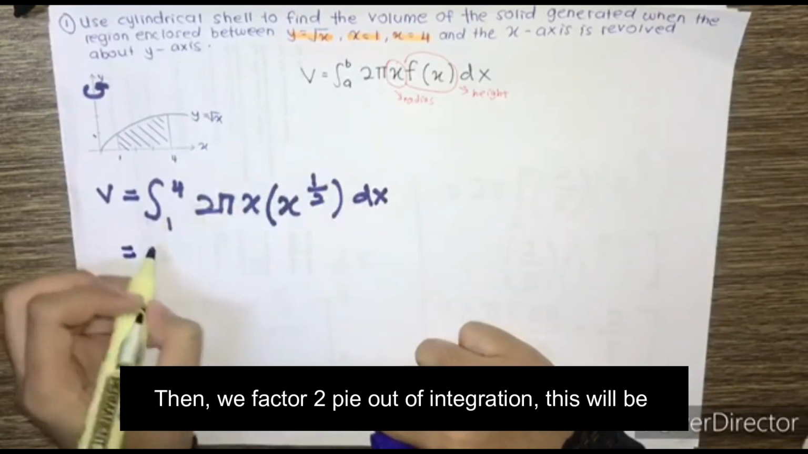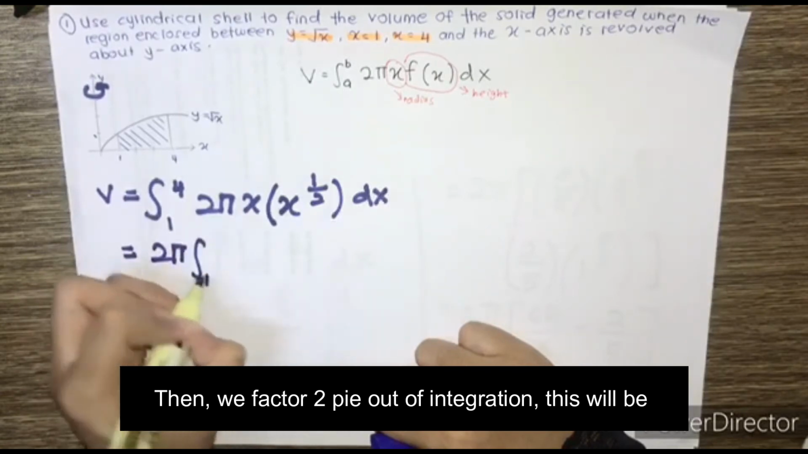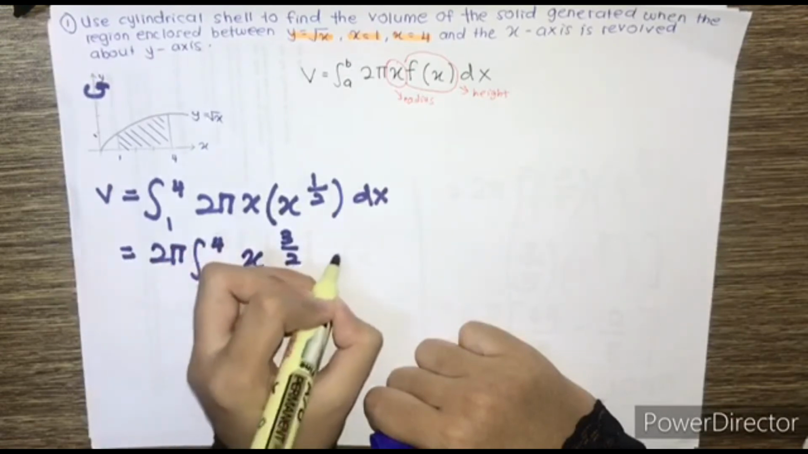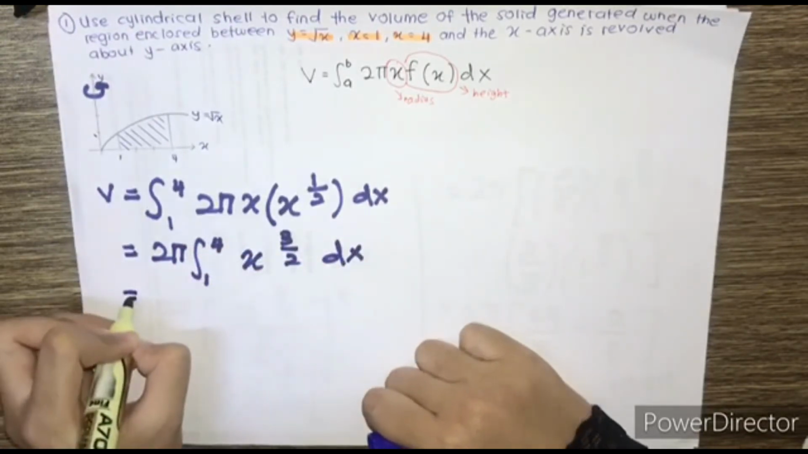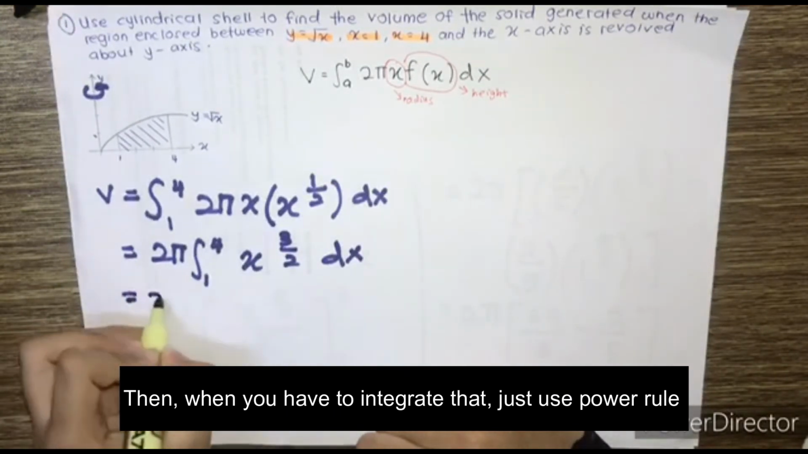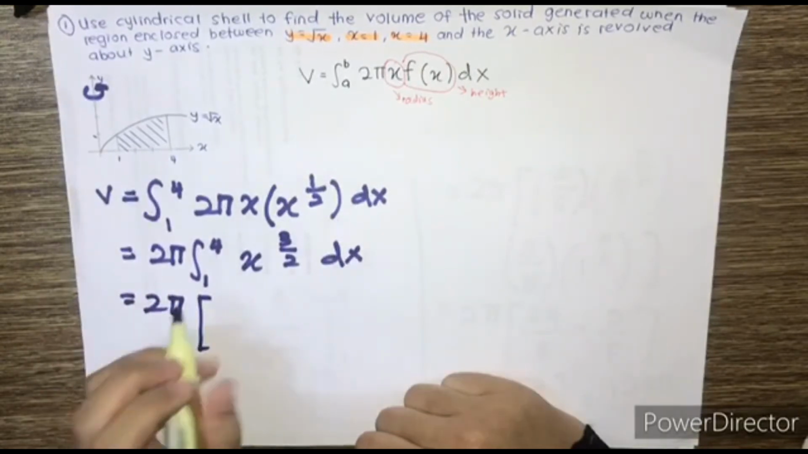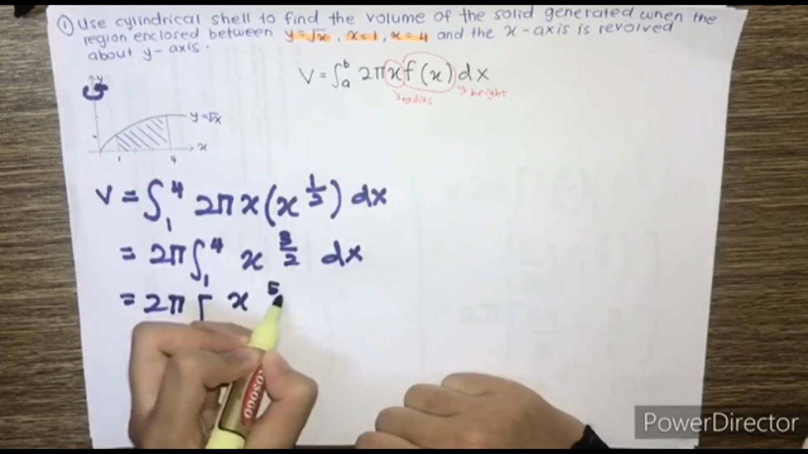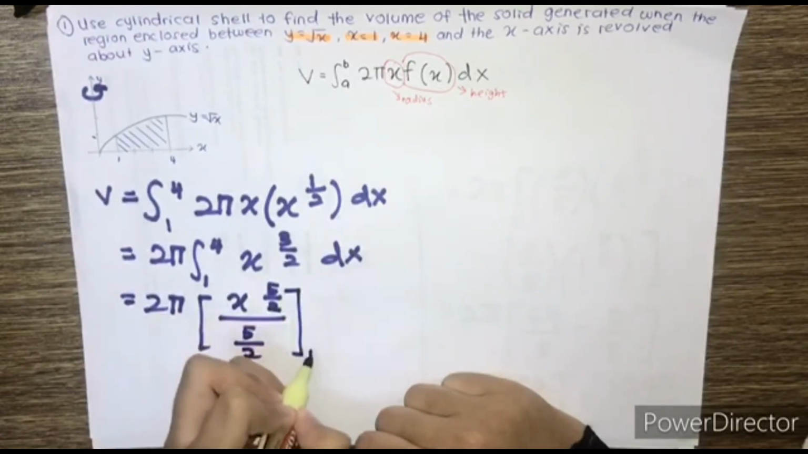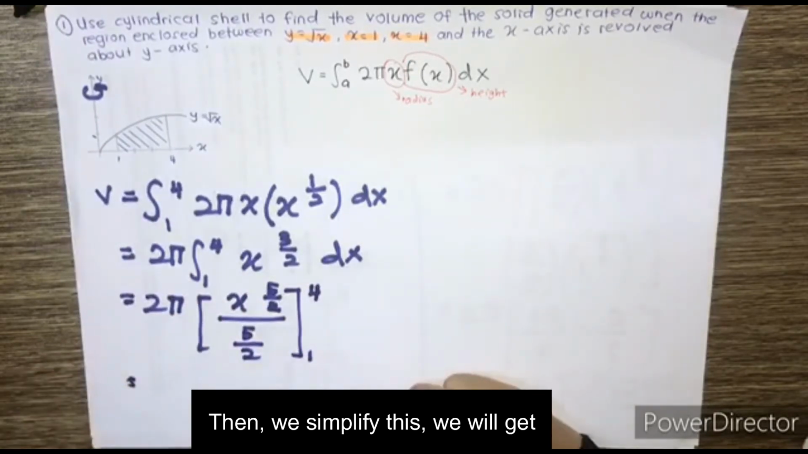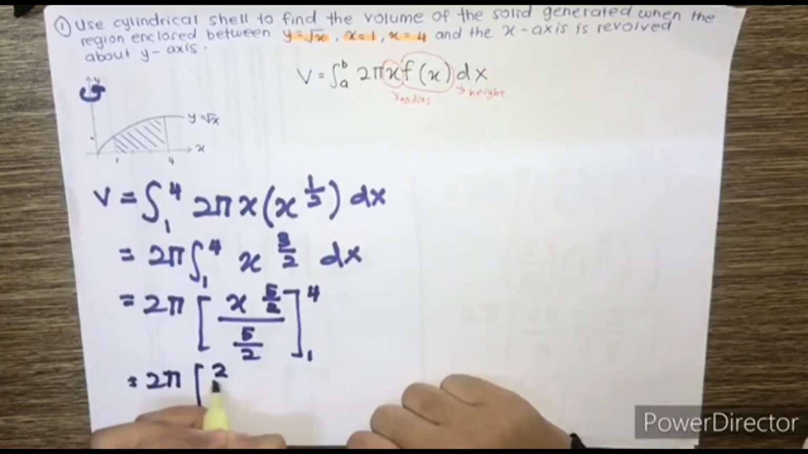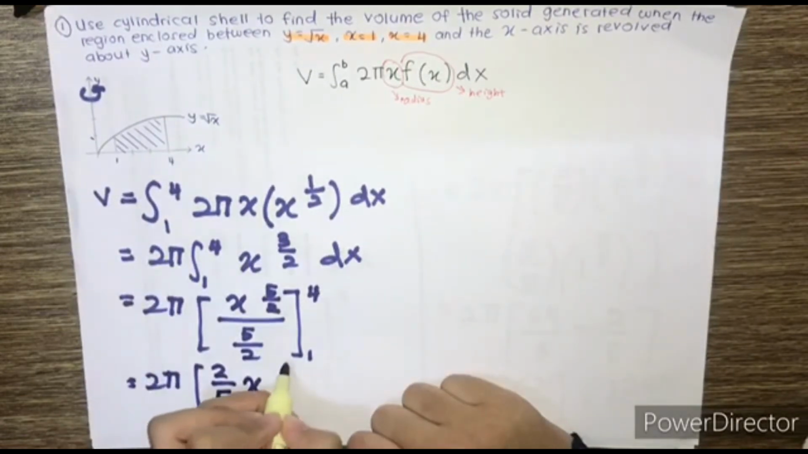Then we factor 2 pi out front of the integration. This will be x to the power of 3 over 2. Then when you integrate that, just use the power rule. 2 pi, it will be x to the power of 5 over 2 over 5 over 2. Then we simplify this, and we get 2 pi times 2 over 5 x to the power of 5 over 2.